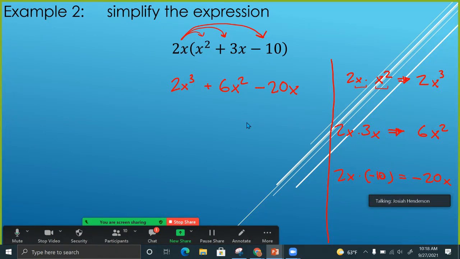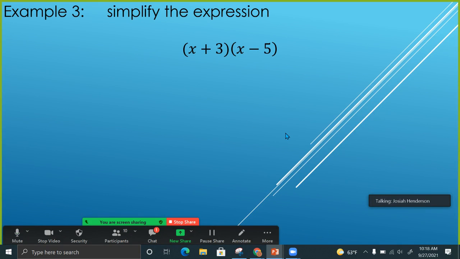All right, let's try the next one. Okay, now it looks a little more interesting. Here's example 3, x plus 3 times x minus 5. So this is a little different than the last two problems. This is a binomial times a binomial. So far, we've just had one number or term multiplied to a parentheses. But this time, it's like two parentheses multiplied together. This is going to be where our focus will be for this whole unit, really. Let me show you how to do a problem like this.